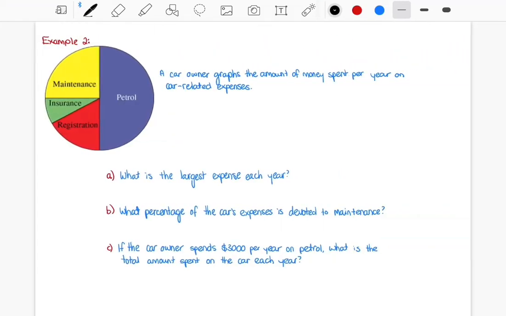So our second example is a pie graph or a pie chart. And so this pie chart is talking about the amount of money spent per year on car-related expenses. So they've obviously done some math and found that roughly half of the money they spend on their car every year is petrol. So this guy here is roughly 50%.